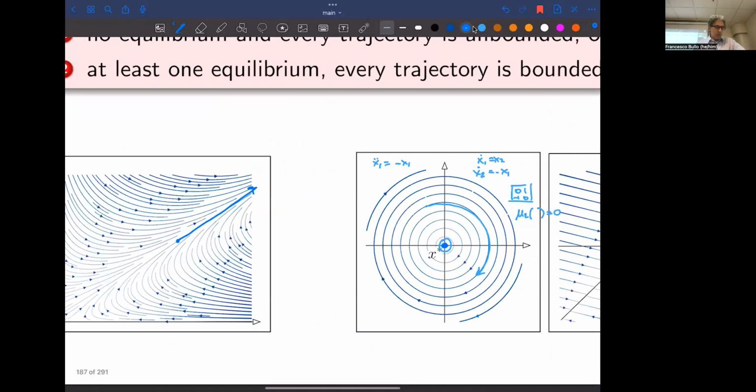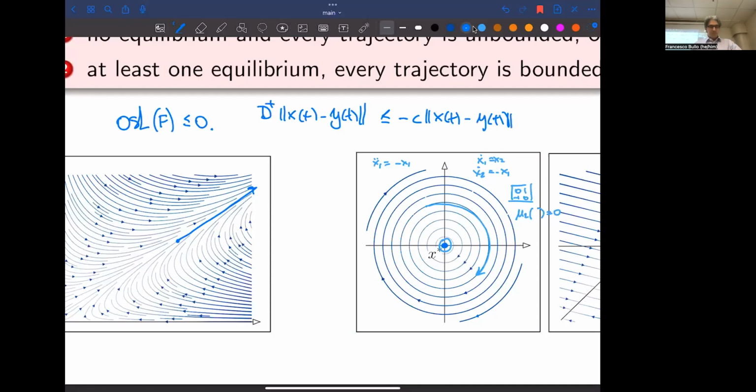I mean, we know that the Lipschitz constant of the vector field is less than or equal to 0. Now it means that the time derivative of x(t) minus y(t) must be less than or equal to minus c times x(t) minus y(t). Huh, but c is 0. So I did not write the right formula. Sorry about that. That's what I'm supposed to write.